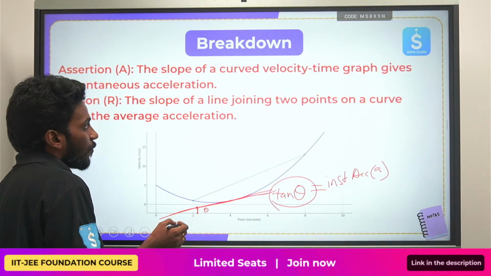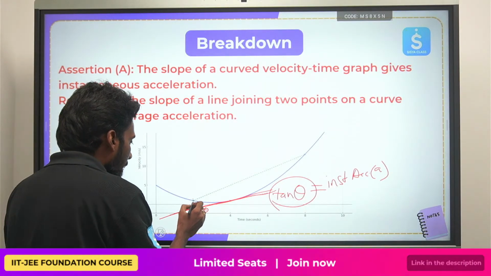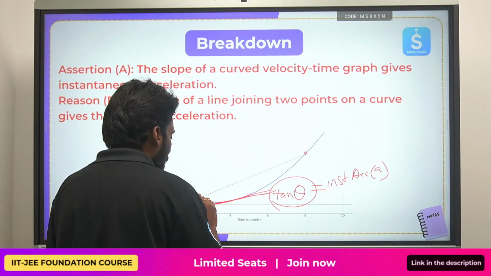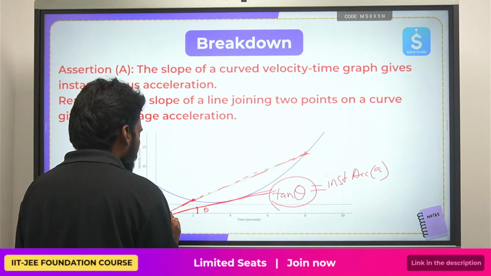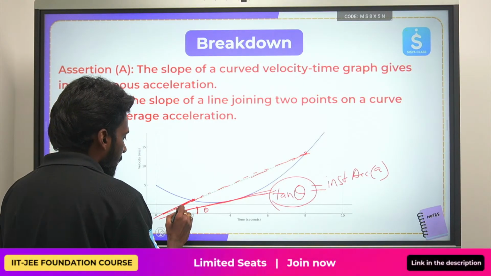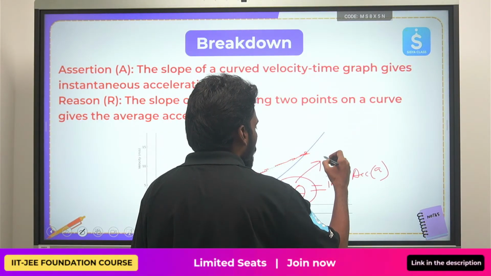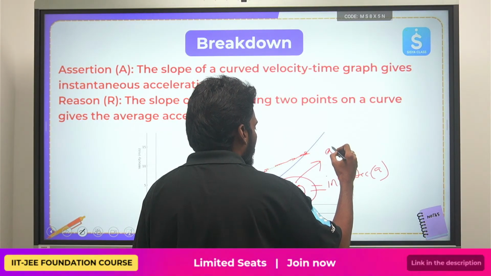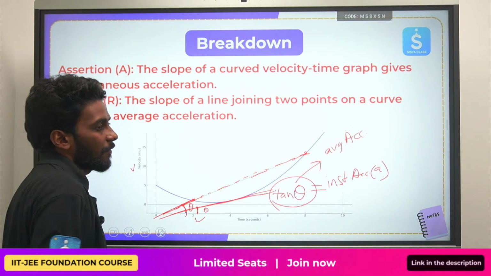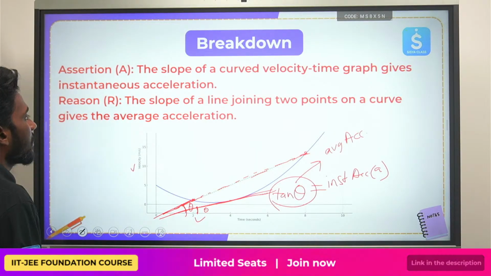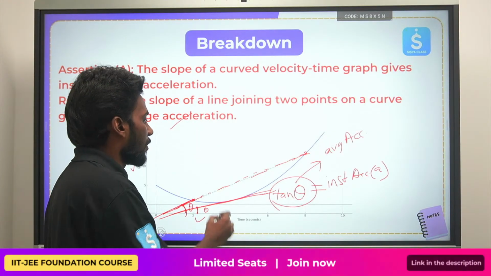Now again, in the previous question we already studied that if you are joining any 2 points on the curve, and drawing a straight line, and if that straight line is extended up to the x-axis, and if theta is measured and tan theta is obtained, that tan theta would be giving the what? Average acceleration. Average acceleration for the velocity time graph. So what they are saying in the reason, the slope of a line joining 2 points on a curve gives the average acceleration, right? So the second statement is right.